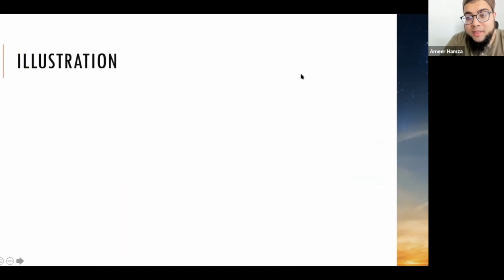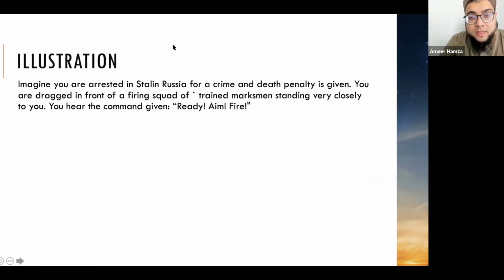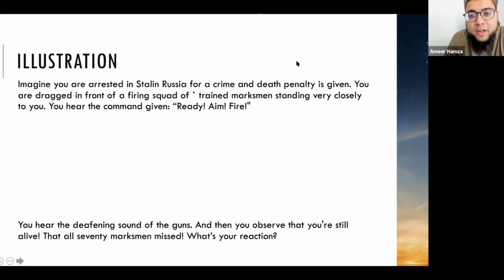I have a really cool example that I think really gets this point across. I will quickly read it off to you as you take notes. You don't have to write this down, just enjoy this. Imagine you're arrested in Stalin's Russia for a crime and the death penalty is given. You're dragged in front of a firing squad of trained marksmen standing very close to you, and you hear the command: ready, aim, fire.